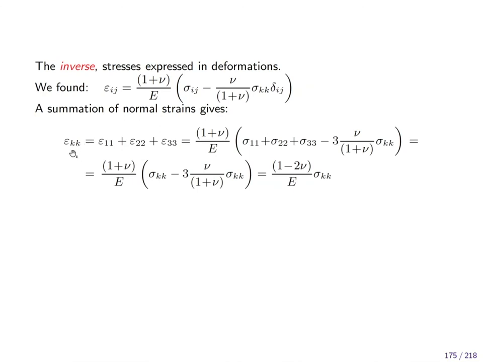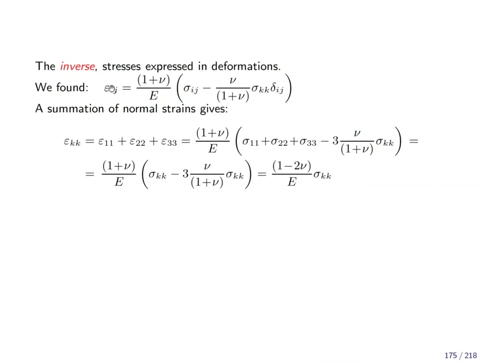Because remember, what is epsilon kk? Epsilon kk is the sum of the normal strains. And that one is the small strain approximation of volume change I showed you last time. So we will often ask you, what is the volume change after a deformation? Then you will have to do this anyway. So let's do it for this equation here.